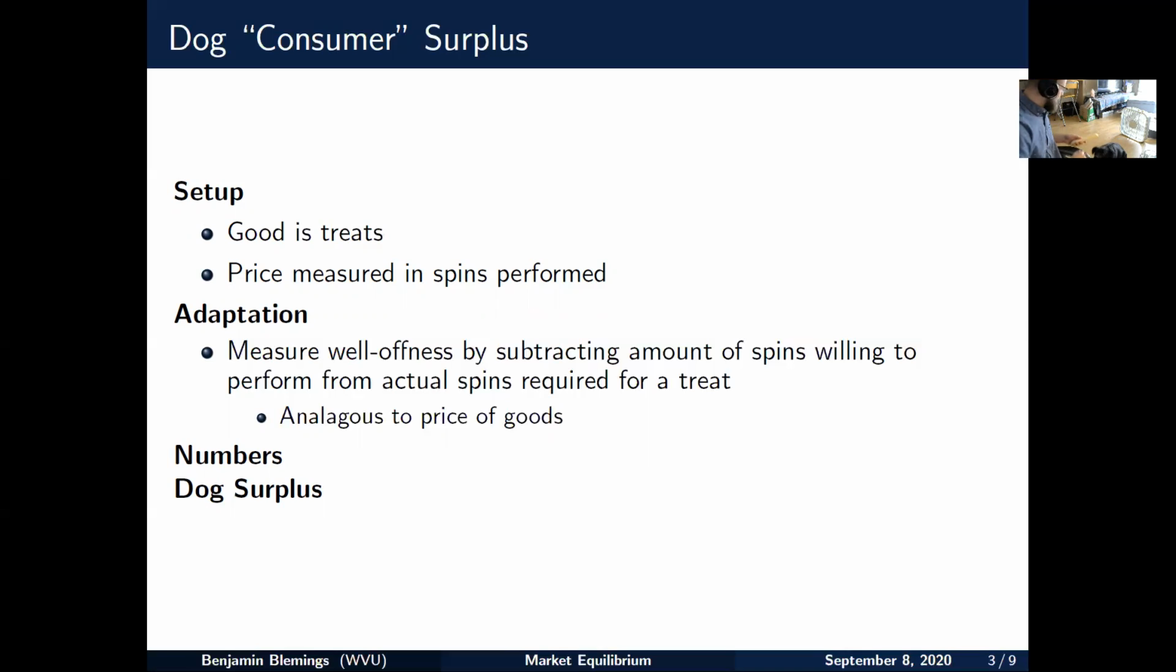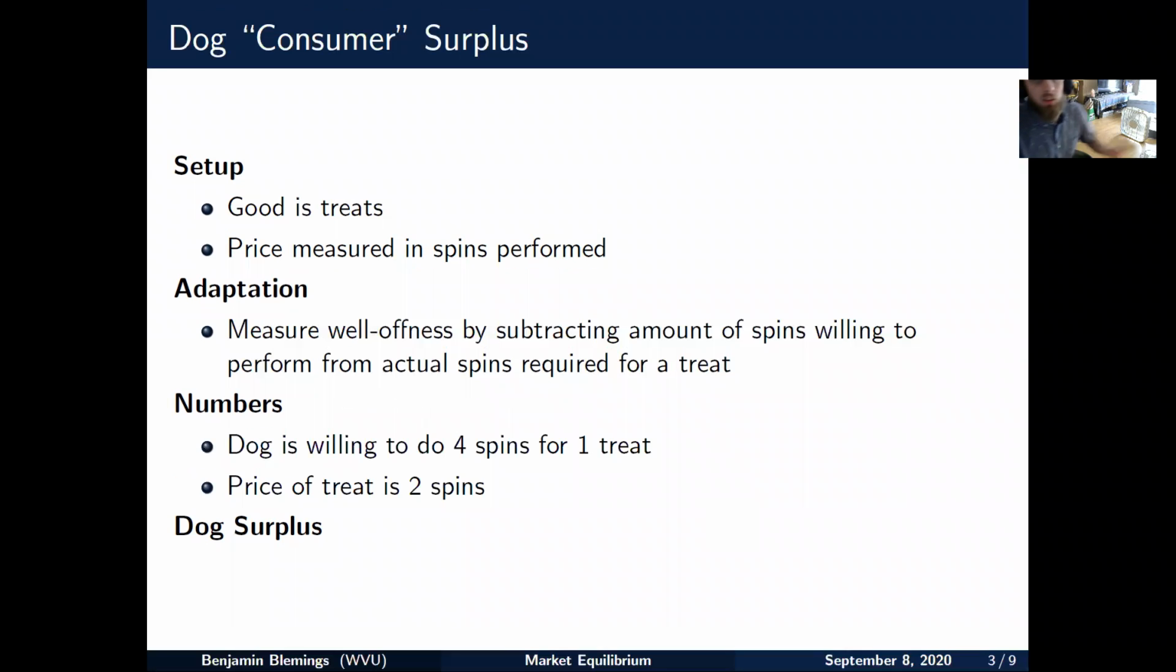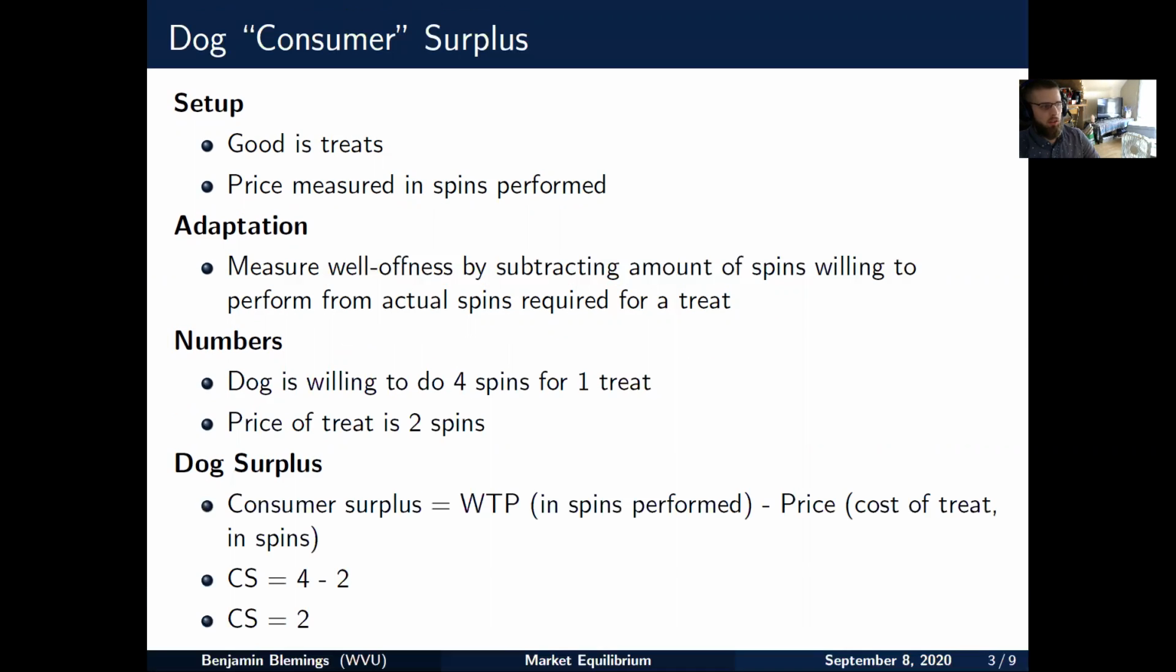So let's make the dog stand. Sasha, stand. Sasha, stand. Can you spin? Spin. Yes, over here. Sasha, can you go around? Yes, good dog. So you see, she ran around twice, and that's all I'm going to make her do. Let's say she was willing to do 4 spins for that treat, and the price of the treat was 2 spins, as you saw here. So the dog surplus from this is 2.